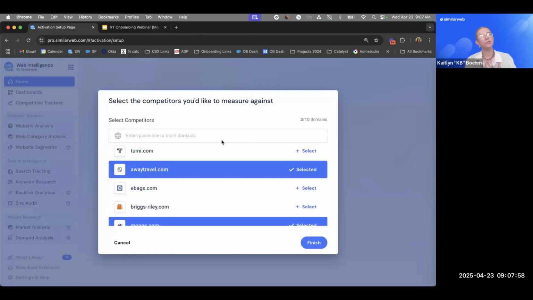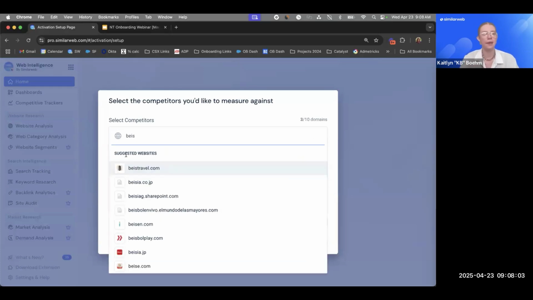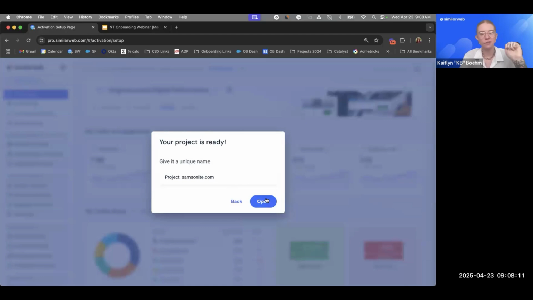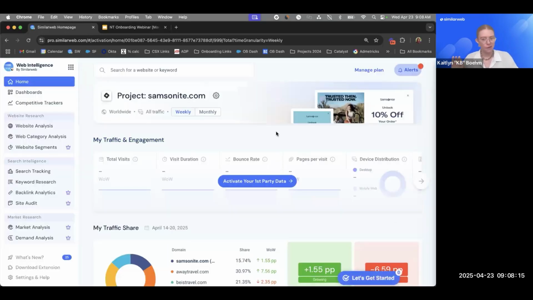But if there's someone that we don't see here, all we have to do is go in here and type it in. I'm going to add Briggs in here just because they're also a fun little brand that I like to go in and look at. And I'm going to click on finish. And I'm going to call this, sure, I'll just call it Samsonite.com. Did anyone time me there? I think it took me less than 30 seconds to create my first report.